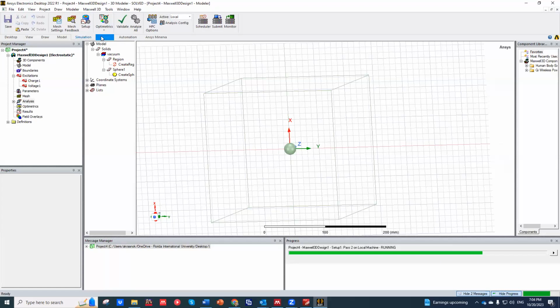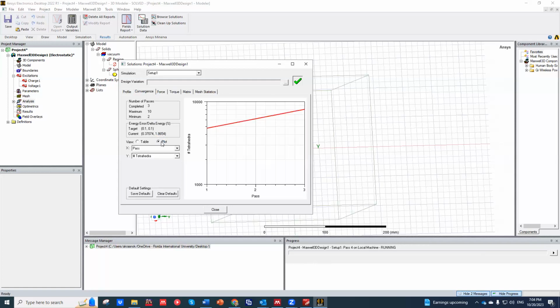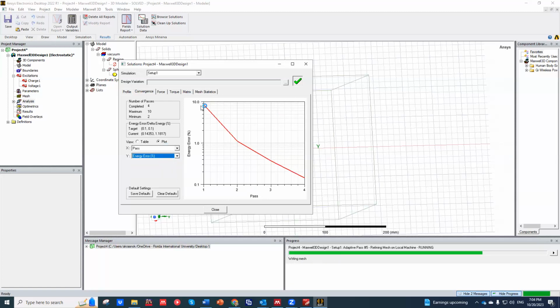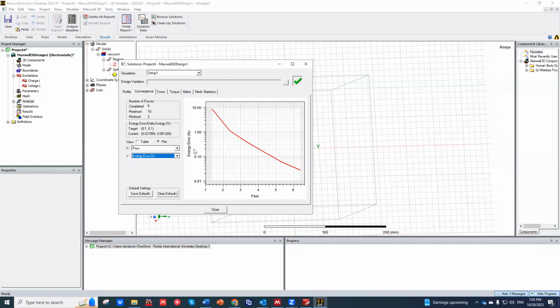So I go to the results and solution data. While it's simulating, I can plot the energy error, for example, and I can see in real time how this project converges. Okay, so as the energy error gets smaller and smaller, it allows me to basically deduce the convergence of the project. This energy error basically controls the energy conservation law. So the smaller this number, the better the convergence.